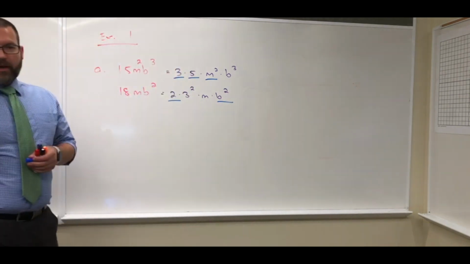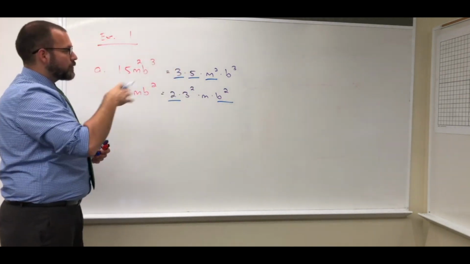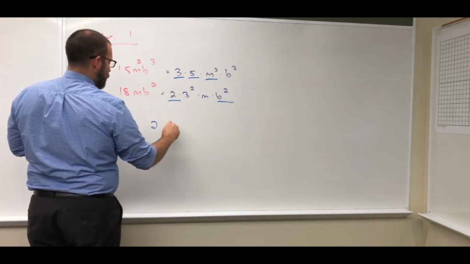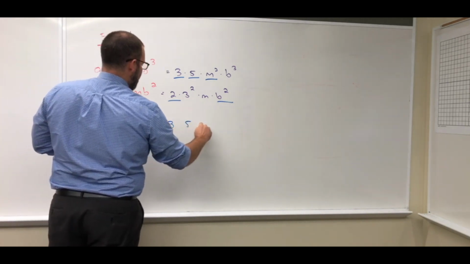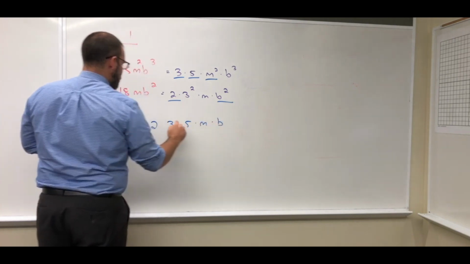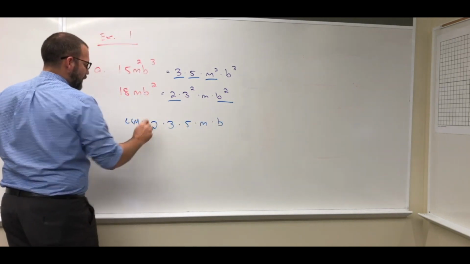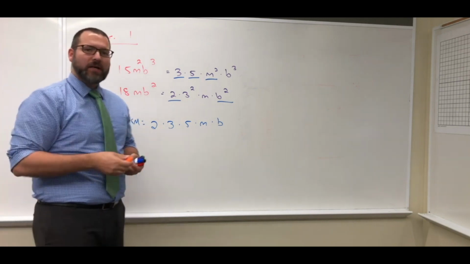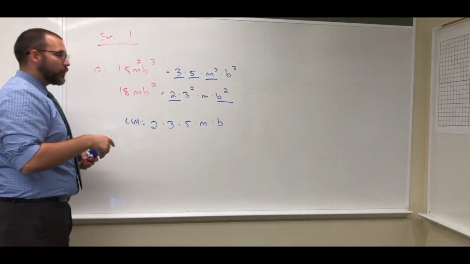You'll notice where I'm underlining it is random, it makes no difference. I'm just noticing these are the individual factors I see. So I'm going to write down 2, 3, 5, m, and b. And I know the LCM is going to be the product of all of these. But like I said, it's the product of whatever the greatest power we ever use is.